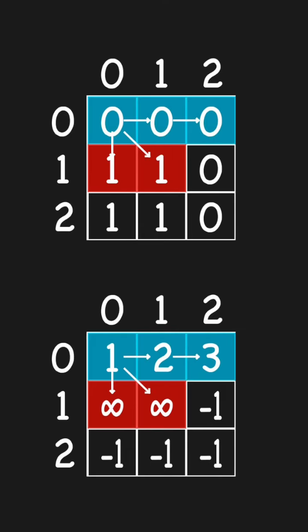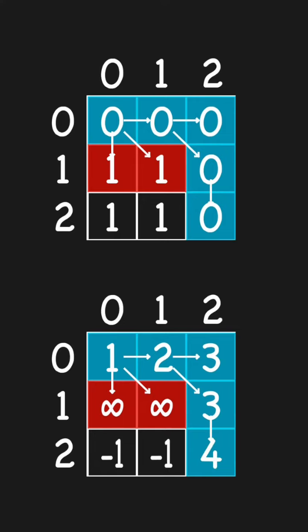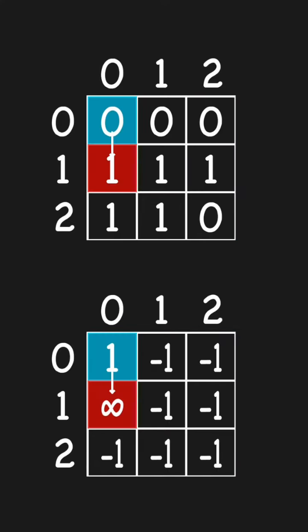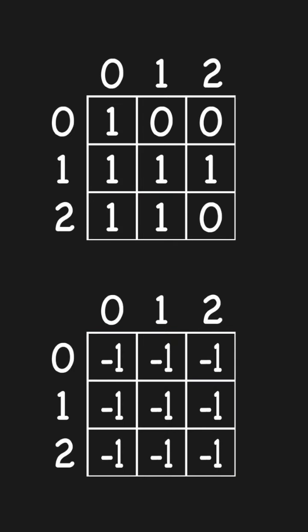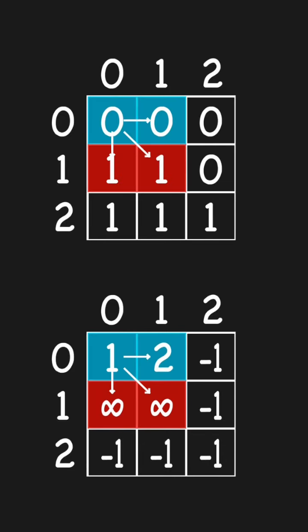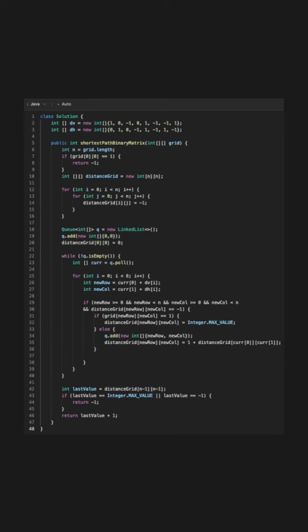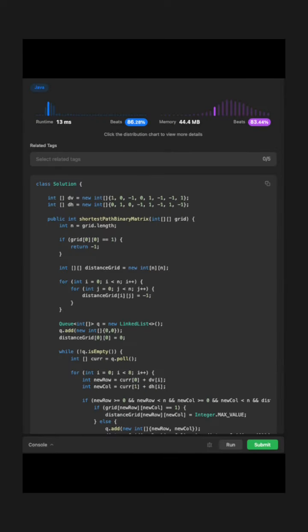Finally, we need to make sure our solution covers all cases. If there's a valid path, we'll return the shortest length. If there is no valid path from the top left to the bottom right of the grid, we'll return -1. And if either the top left cell or the bottom right cell is a 1, we should also make sure to return -1 instead of infinity. Putting it all together, we get a solution which beats 86% of submissions on time and 83% on memory.